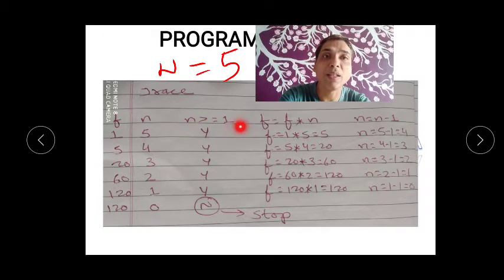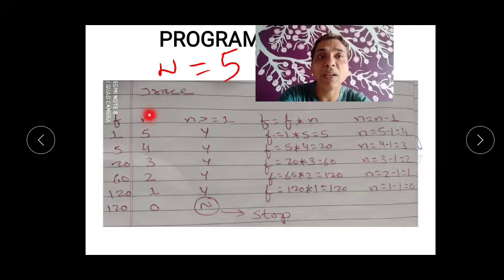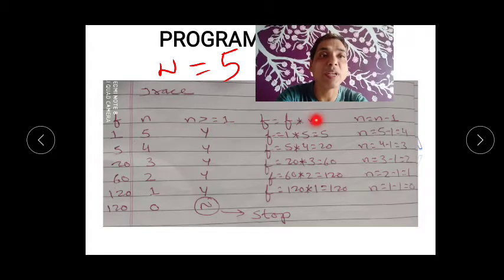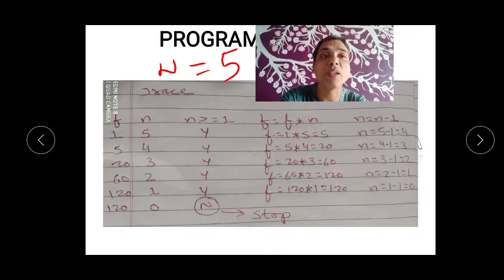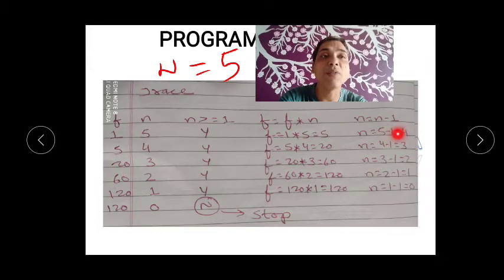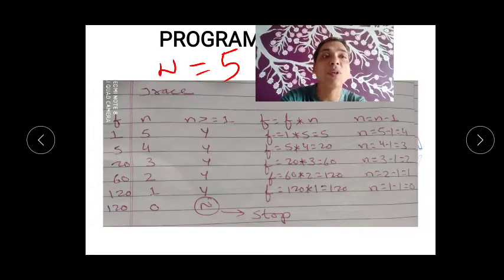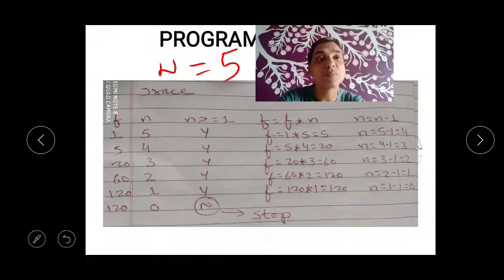n is greater than or equal to 1. Where is n here? So 5 is greater than 1. Yes. If it is yes, you have to execute these two steps. f is equal to f into n. So what is the value of f right now? 1. What is the value of n right now? 5. So 1 into 5 is 5. Then n is equal to n minus 1. So 5 minus 1, that becomes 4. Now can you see, these are the latest values which you are going to write here.